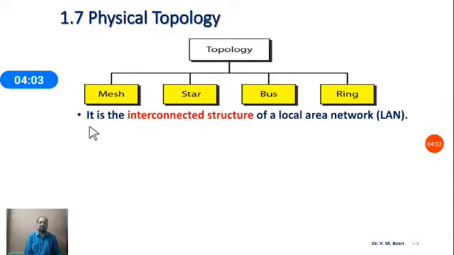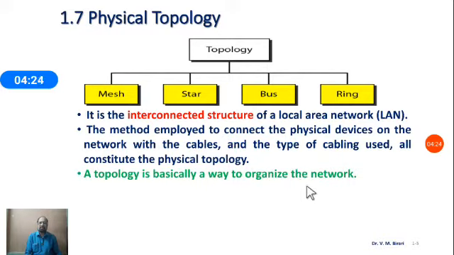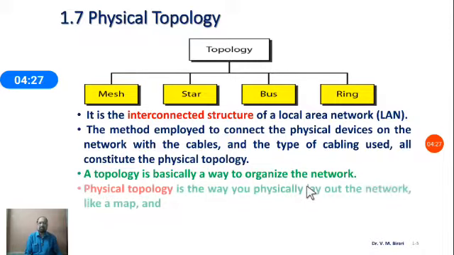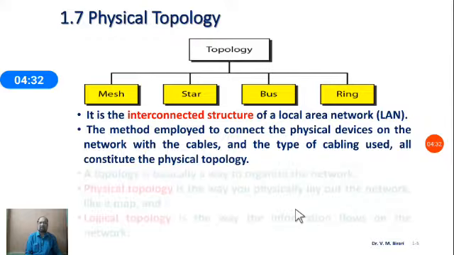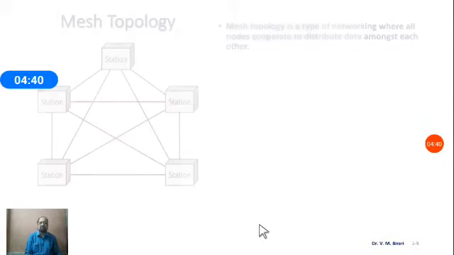Topology is the interconnected structure of a local area network, LAN. The method employed to connect the physical devices on the network with the help of cables, depending upon the type of cable we are using, all that constitutes what is called physical topology. A topology is basically a way to organize the network. Physical topology is the way to physically lay out the network like a map, and logical topology is the way the information flows in the network. So this is important. Let's see one by one.